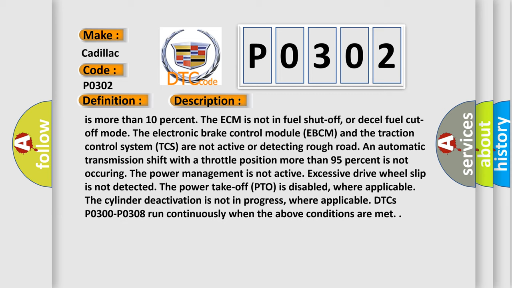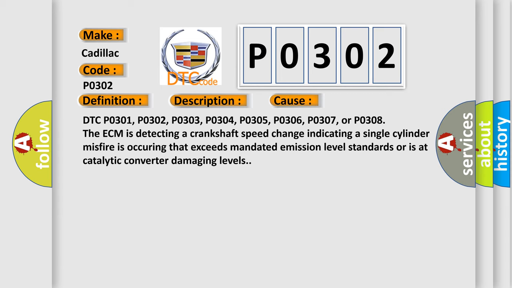This diagnostic error occurs most often in these cases. DTC P0301, P0302, P0303, P0304, P0305, P0306, P0307, or P0308. The ECM is detecting a crankshaft speed change indicating a single cylinder misfire is occurring that exceeds mandated emission level standards, or is at catalytic converter damaging levels.